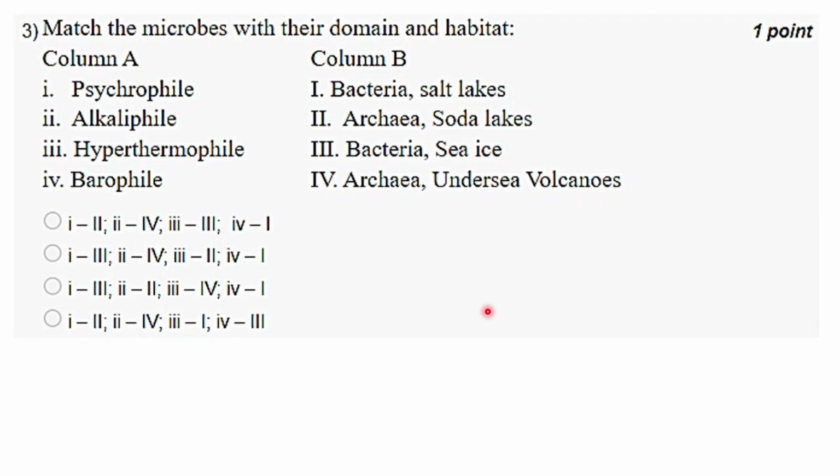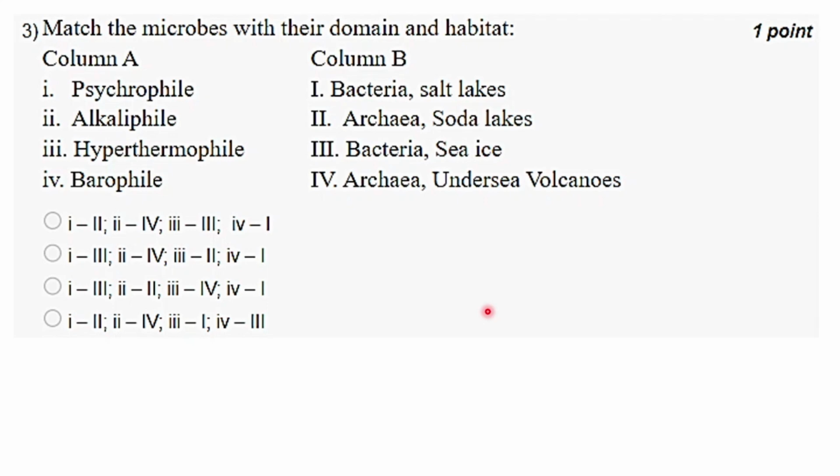First option. I think option C is correct. Sorry, which one? Option C. 1, 3, okay. 2, 3, 4. Third, hyperthermophile, the undersea volcanoes. Yes, ma'am. This one is correct. Okay. So thermo means temperature. So if you're thinking according to that line, it might be volcanoes.